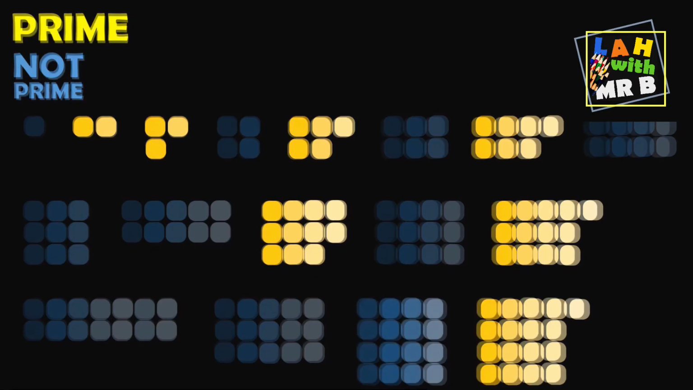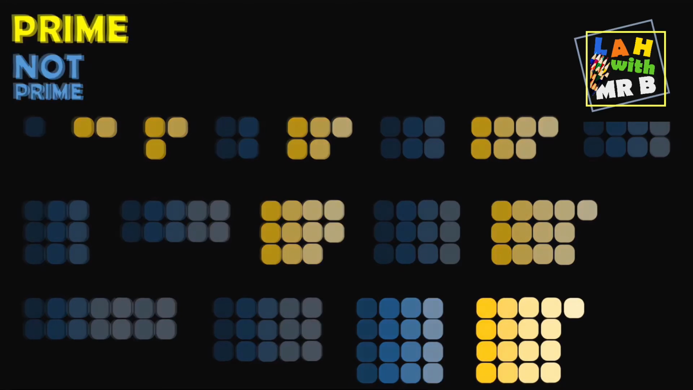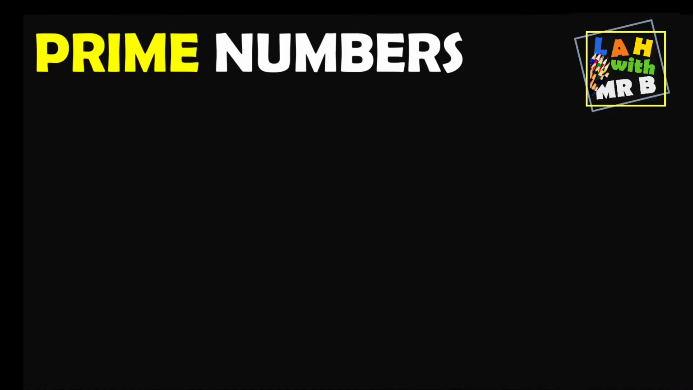The number 16 has got 4 rows and 4 columns. 4 times 4 is 16. When you look at 17, you can see that you can't divide it up evenly into rows and columns. That's what makes it a prime number. This might help us to understand the rules for prime numbers. Let's have a look at those now.